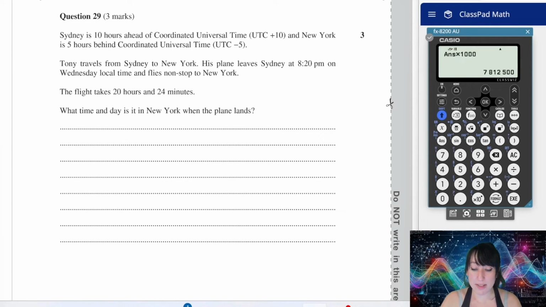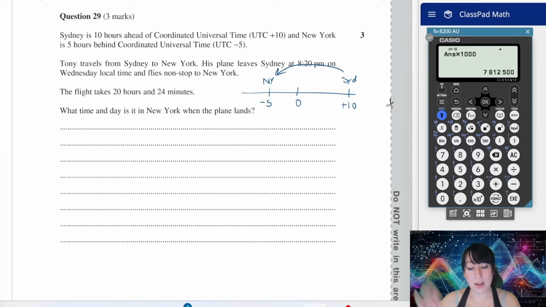So, sometimes when I'm dealing with these kinds of questions, I like to draw a little number line to help keep track of how far apart things are and in which direction. So Sydney is 10 hours ahead, positive 10, plus 10 comes over here on the right, just like a regular number line. And UTC minus 5 for New York is over here on the left, minus 5. You can see that they are 15 hours apart. So if you're traveling from Sydney to New York, you would be going to the left, which means you'll subtract the 15 hours to convert to that time zone.